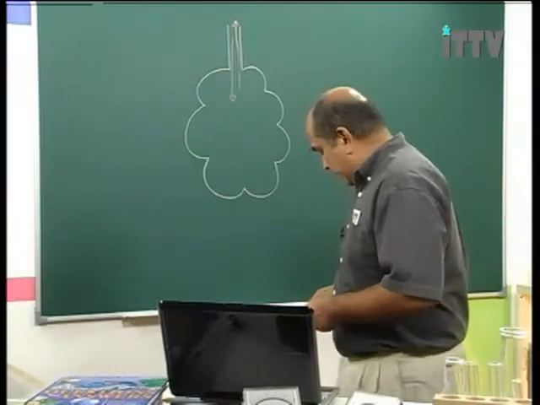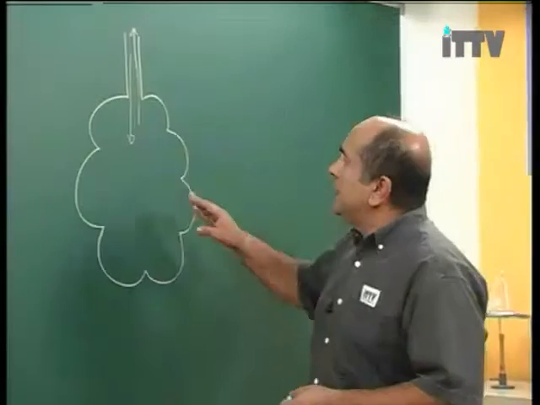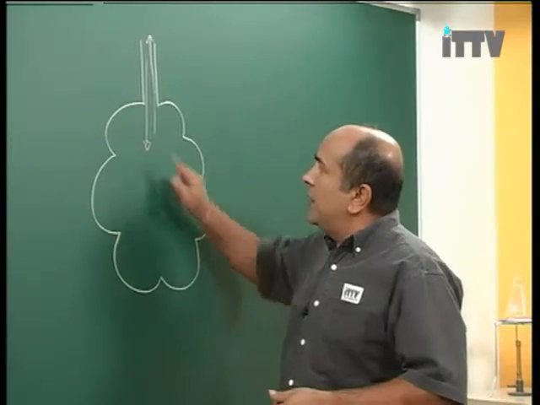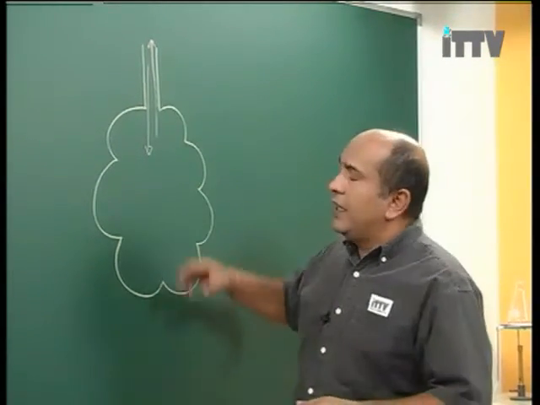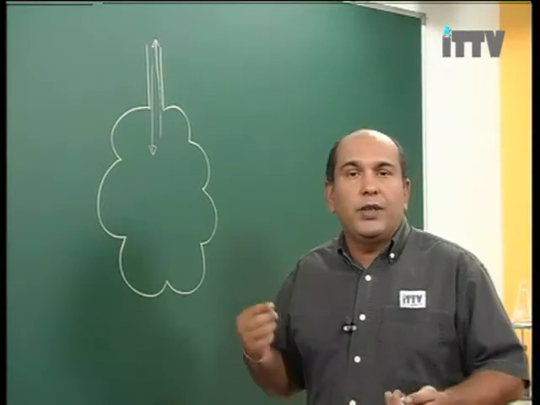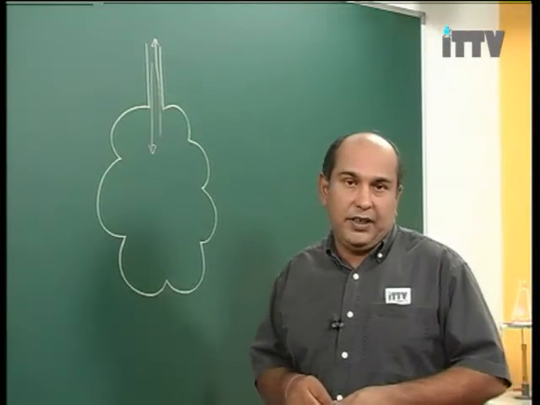So if we go back up to this diagram, you'll notice that when I drew the alveoli, I put in all these folds into it. Basically, by folding the alveoli, we increase its surface area.